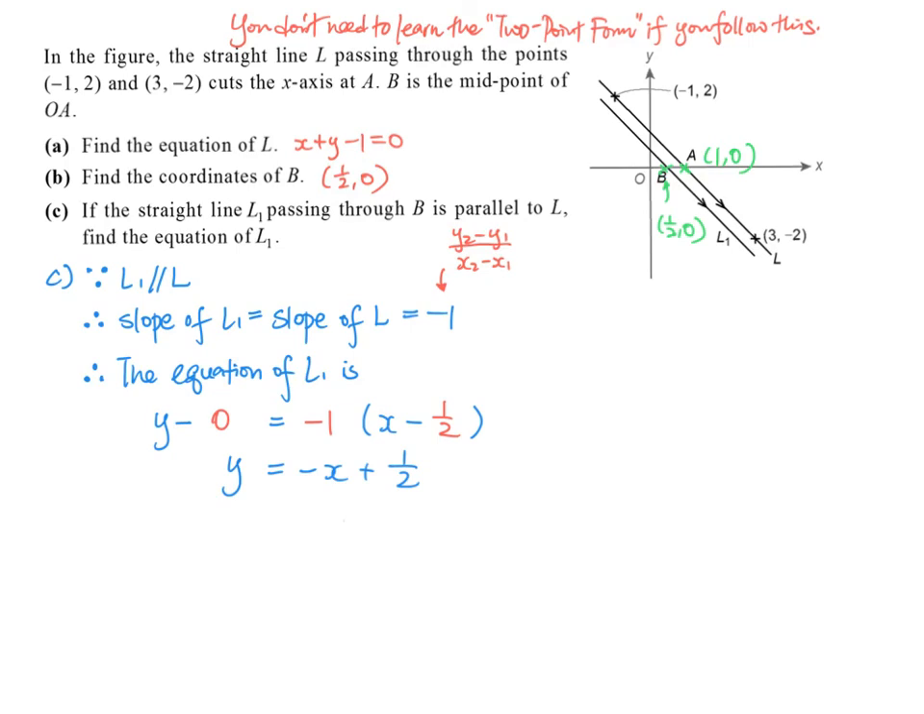Okay, however, we don't like a fraction for our equation, so we could multiply by 2 on both sides and put everything on one side to make sure the coefficient of x is positive. And here's the answer.